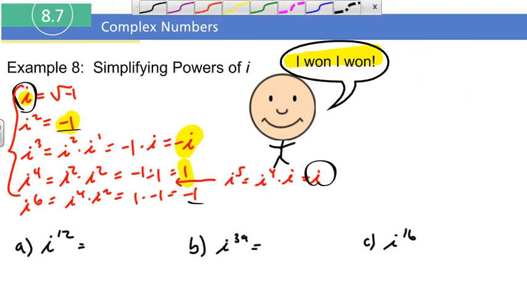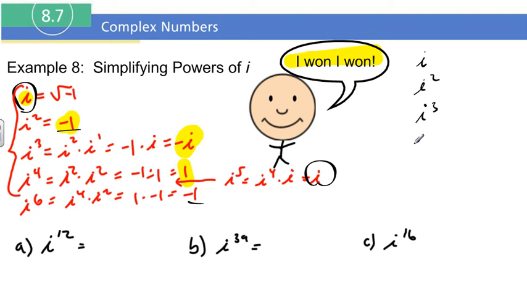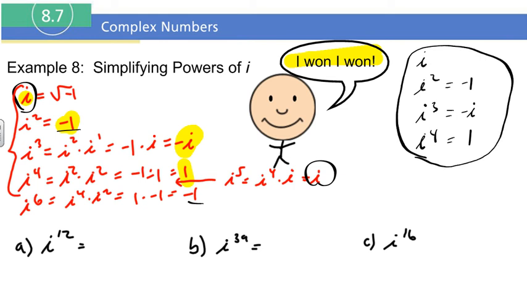So to clean this up, this is what we actually need to do all these down here. We have i, i squared, i cubed, and i to the power 4. I is just i, i squared is -1, i cubed is -i, and then i to the 4th is 1. This is what you need to know right here. This is what's most important. It's i, -1, -i, 1, with negatives in the middle.